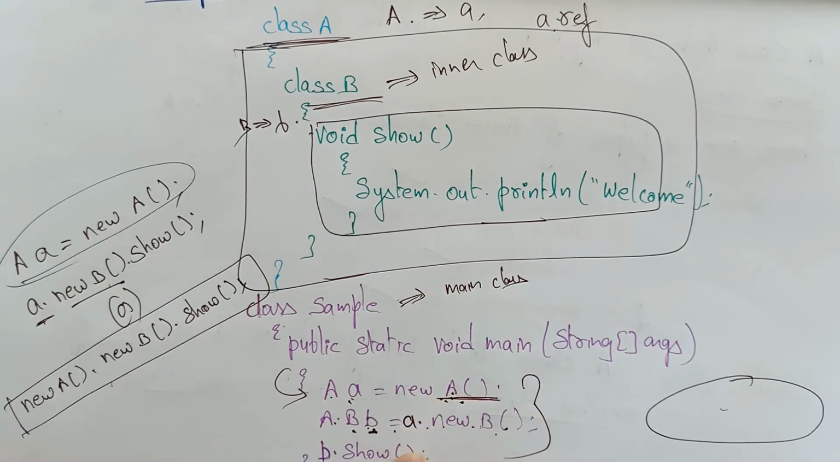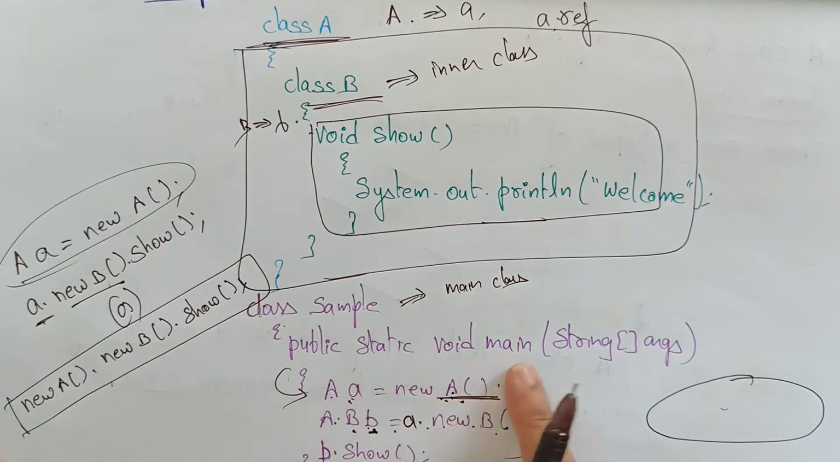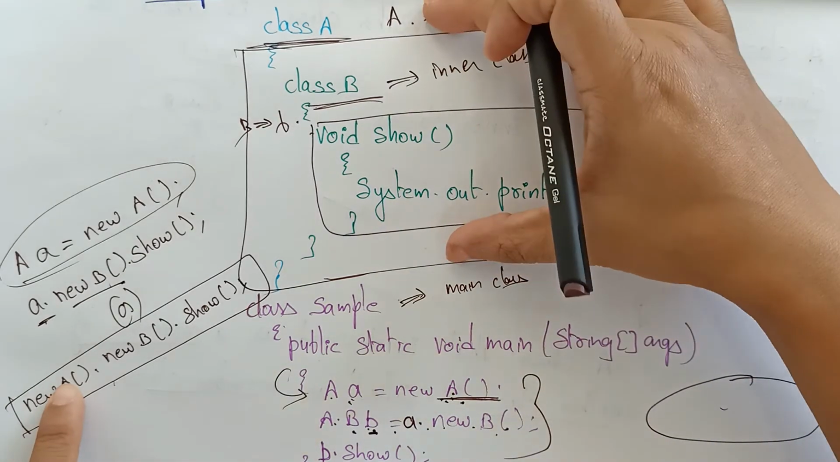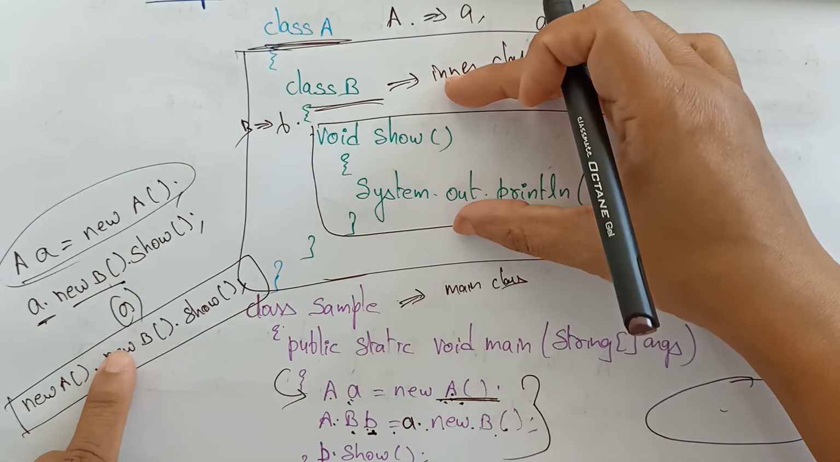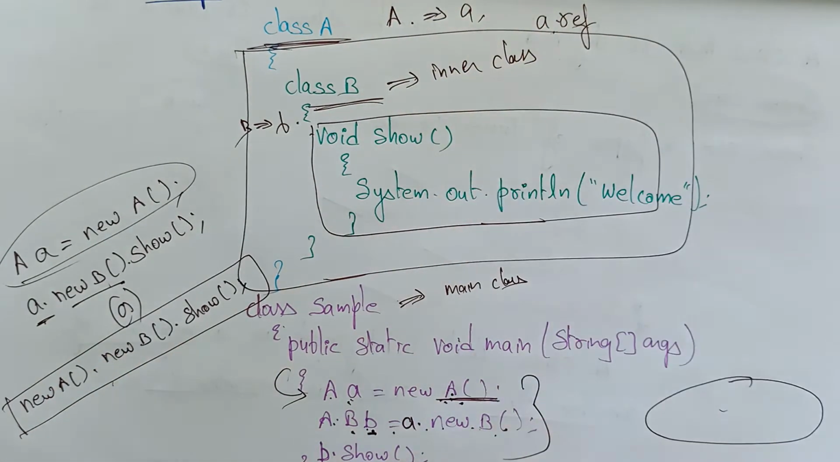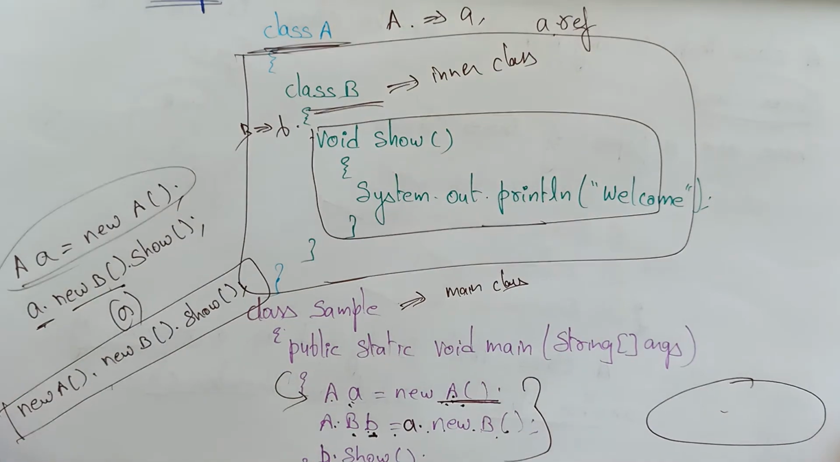Instead of writing these three steps, after public static void main, A object is created. Next, B object is created. Now call the show method. This is about the inner class.